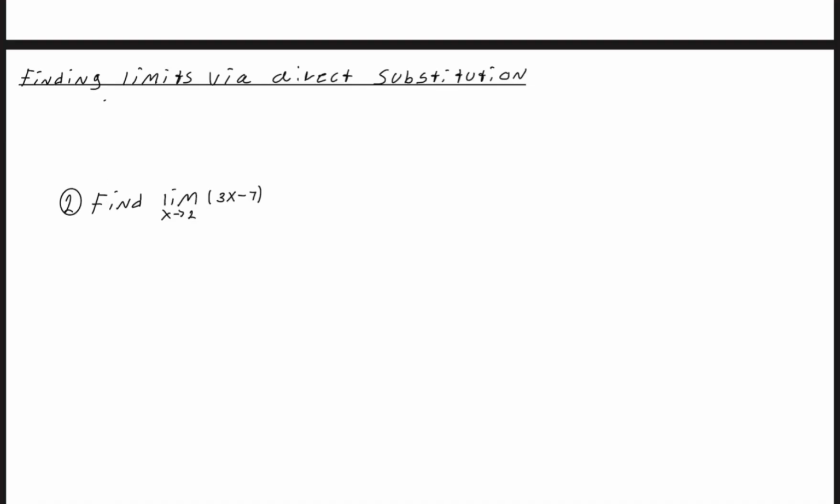Let's look at another problem. Find the limit as x approaches 2 of 3x minus 7. Following the same method as before, we directly substitute 2 in to get our value. We can see that for this linear function, our graph is approaching -1. If you'd like, you can graph it out and see for yourself.